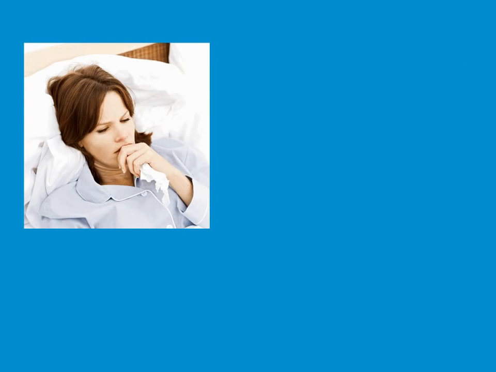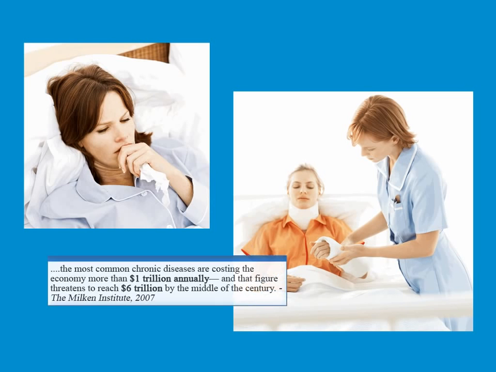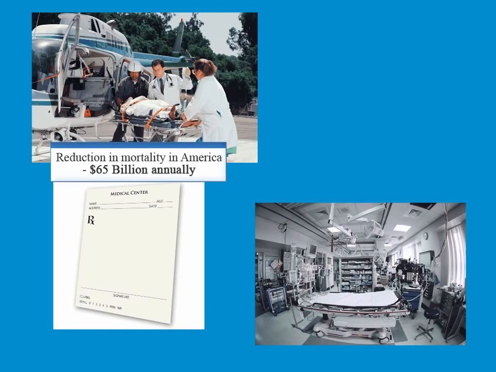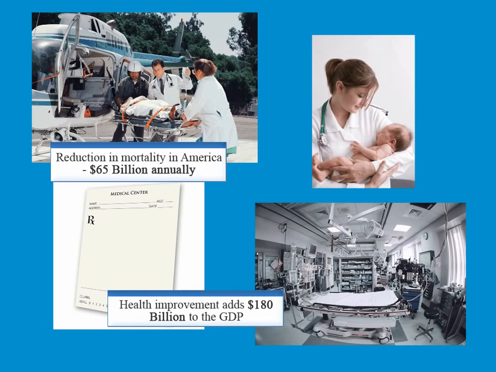Improving America's health will increase the labor supply, lower worker sick days, and thus increase the GDP. Currently, the American labor force loses $1 trillion annually due to medical reasons. A study by the National Academy of Sciences Institute of Medicine suggests that the reduction in mortality alone would have a value of $65 billion per year. Additionally, the health improvements resulting from expansions in insurance would have an economic value of approximately $180 billion per year.